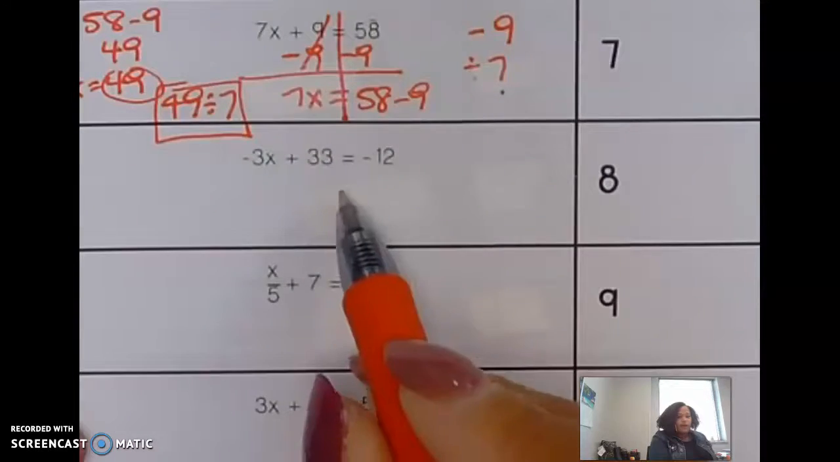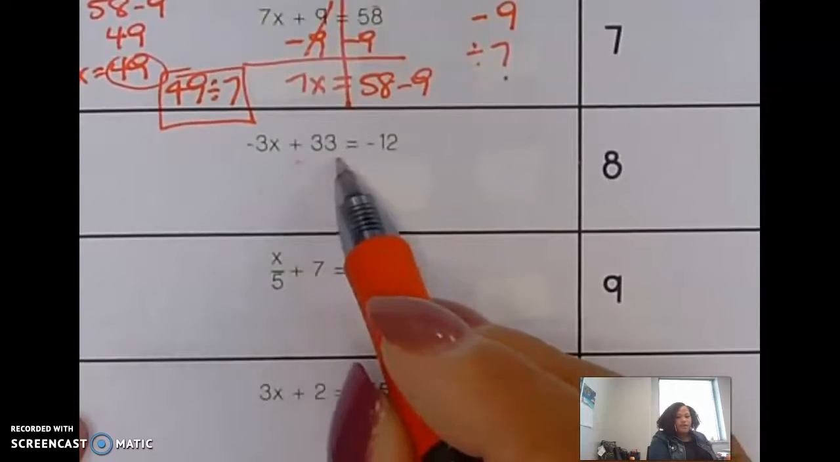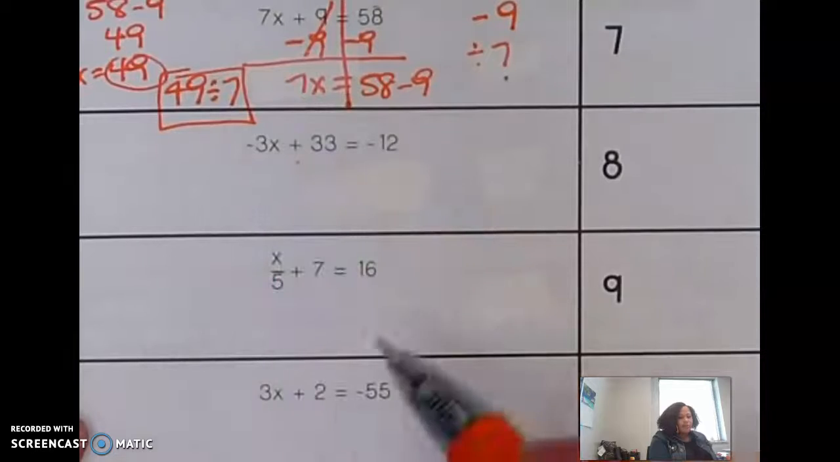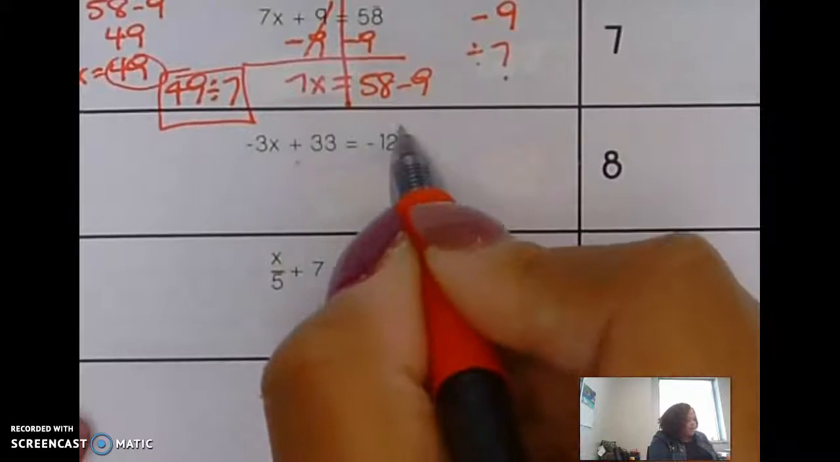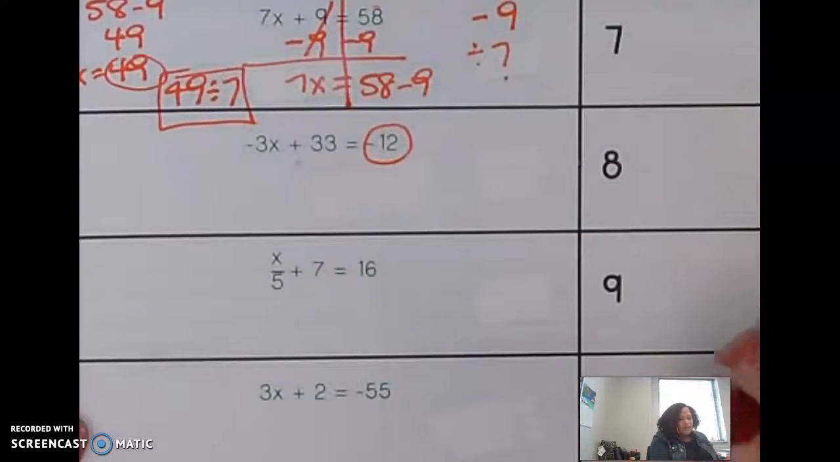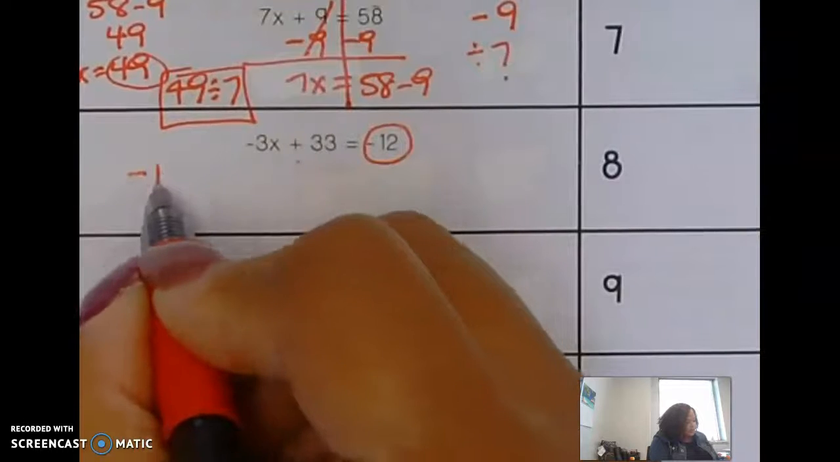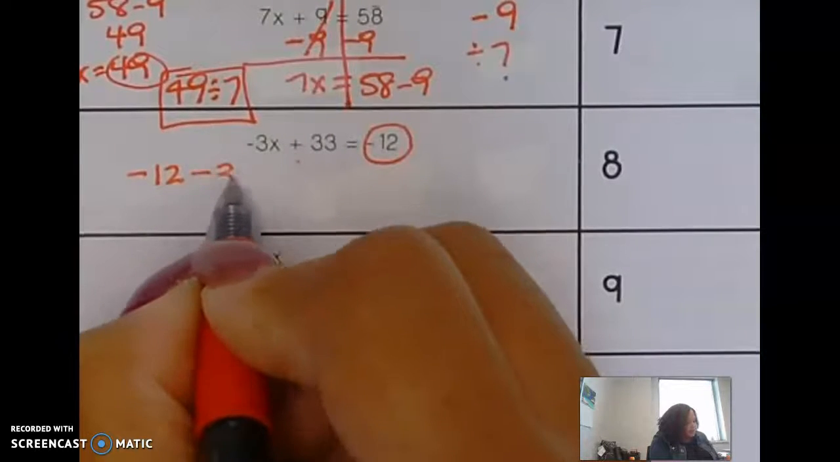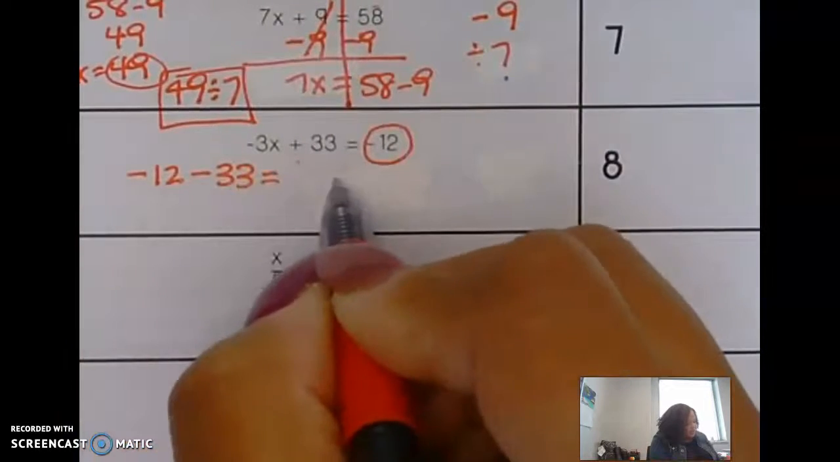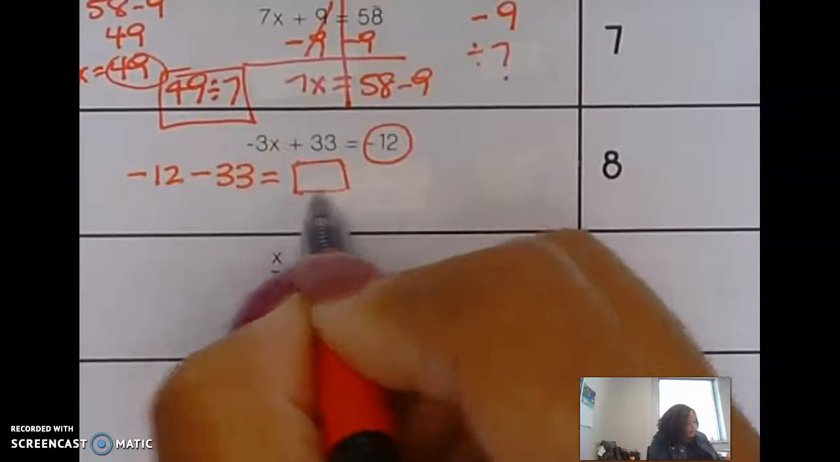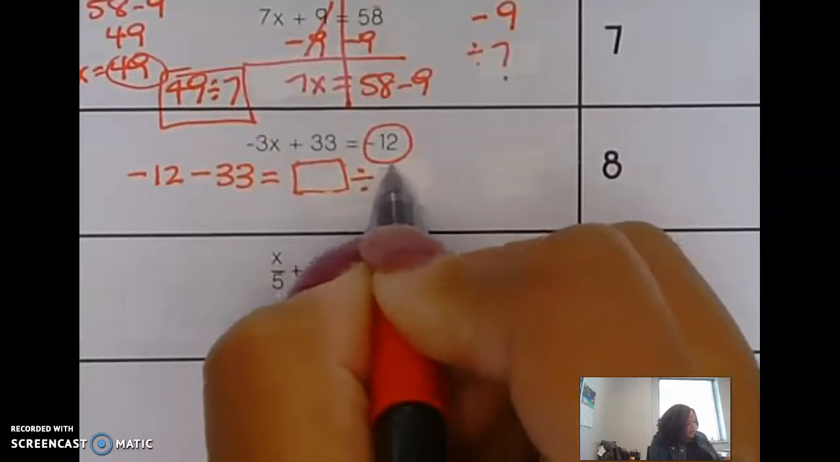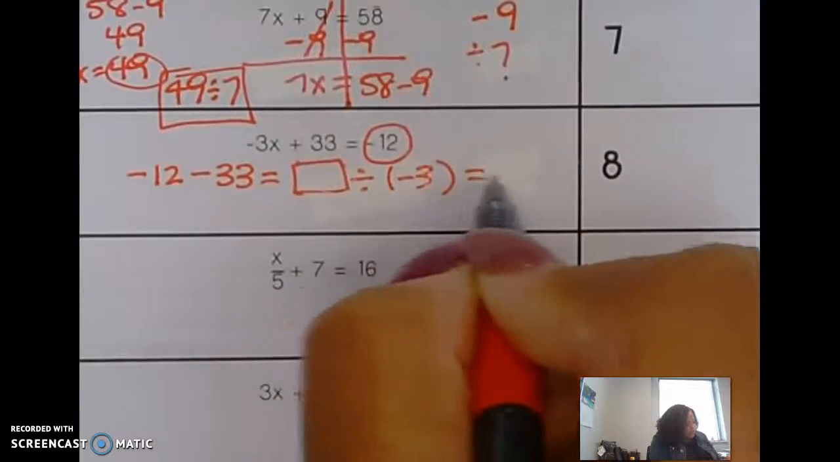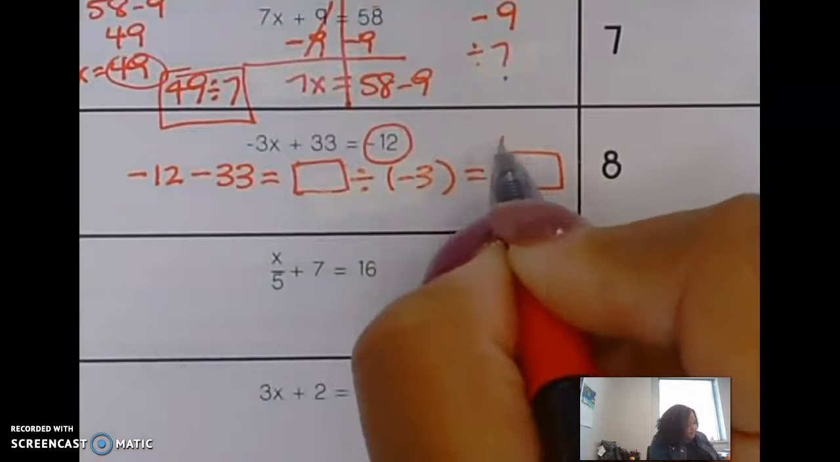Boom. Here, I am subtracting 33 and then dividing by negative 3 on both sides. Technically, all of the work is happening to the negative 12. So if you want to start with negative 12 minus 33 equals something, then divide by negative 3, you will get your answer here.